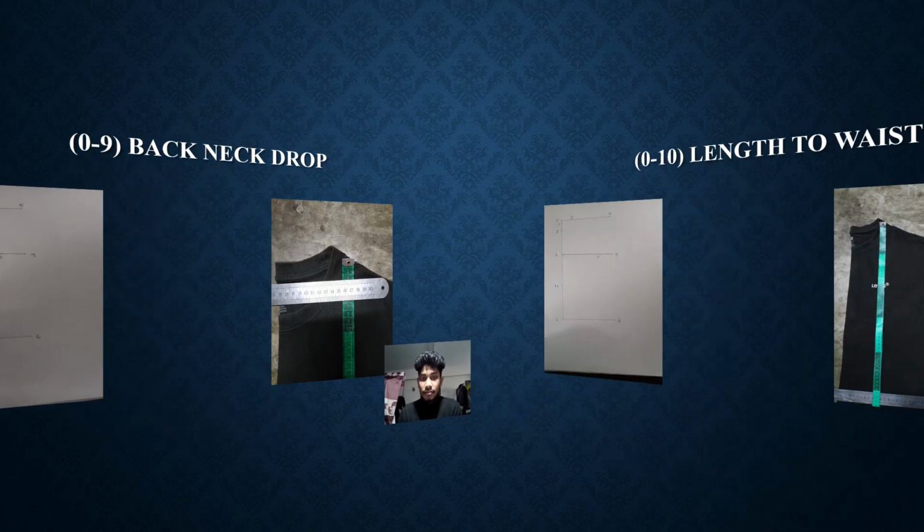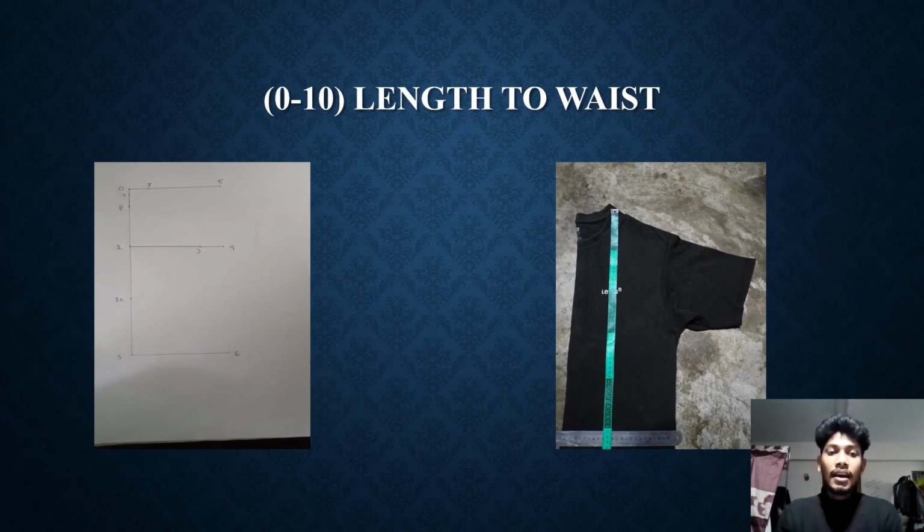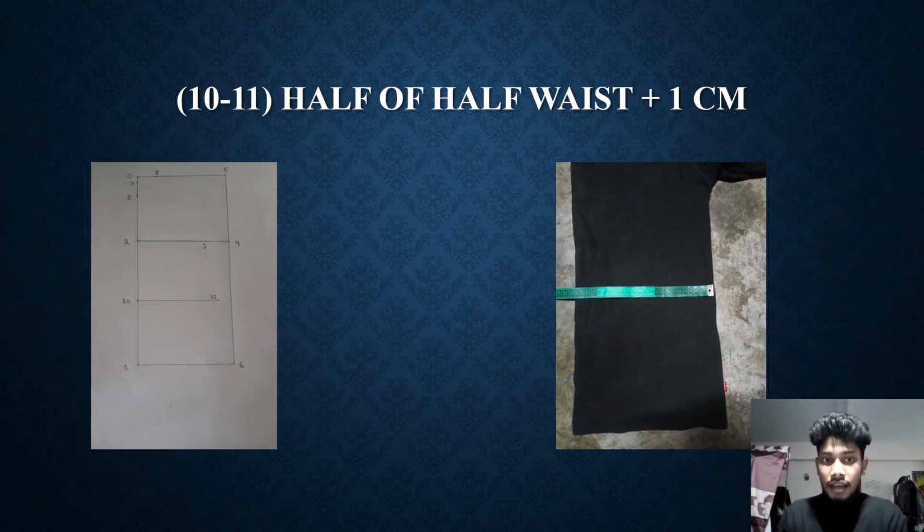And then we drawn the 0 to 10 line. This line is the measurement of length to waist. This line is the same as this figure. This is top point and this is bottom point. And now next we will draw the 10 to 11 line. This is the measurement of half waist, and we add 1 centimeter for allowance. We seen that this is similar.